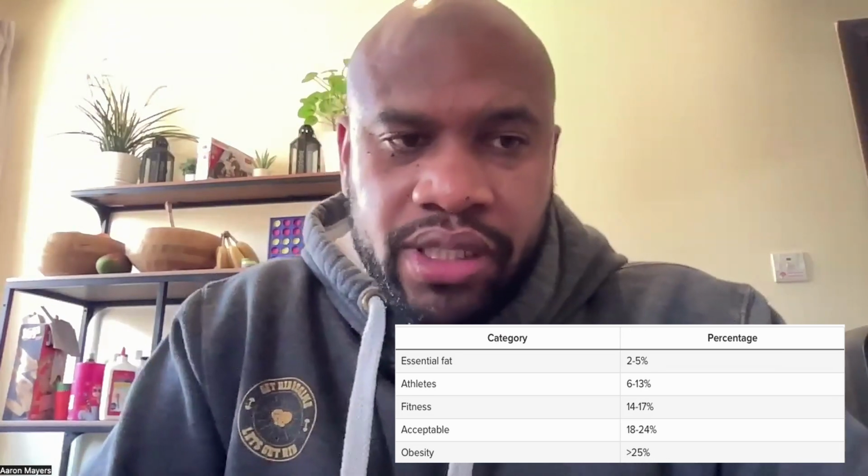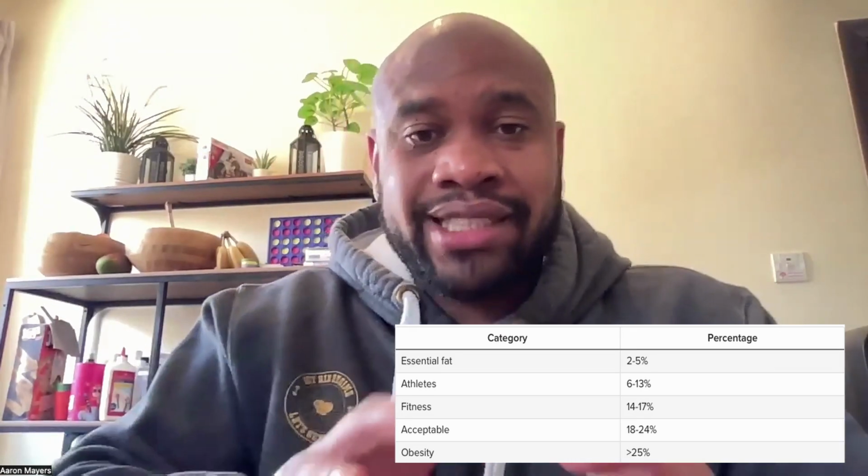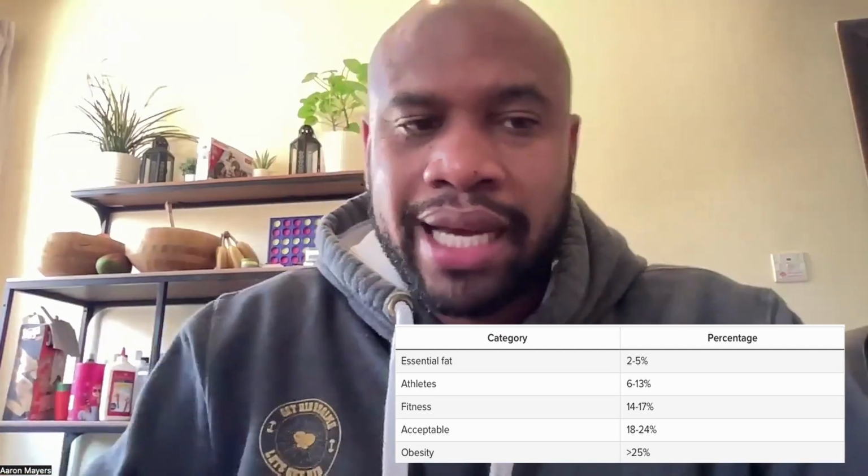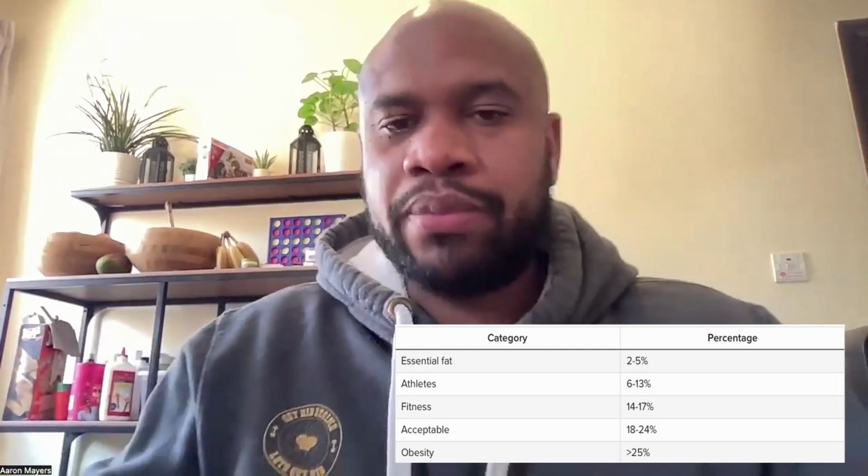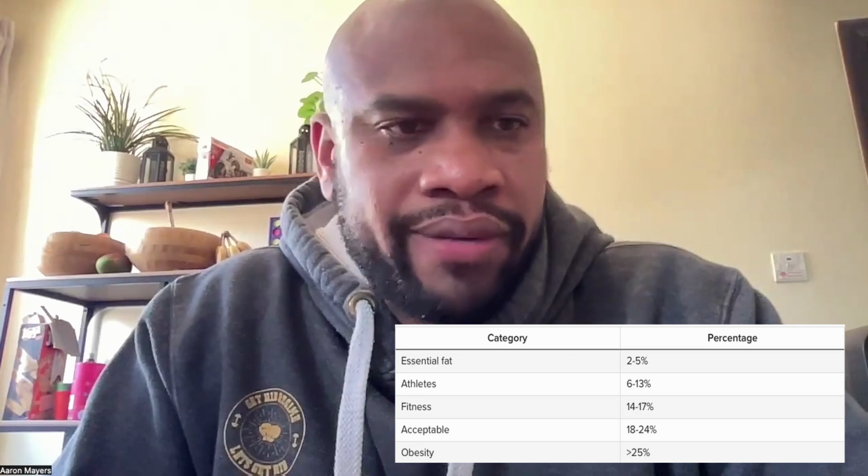On the left, you have your category of people. Okay, your people with essential fat, your athletes, your fitness category, the category that will be classed as acceptable, and the category of obese people. Okay. And on the right, you have the percentages that match those categories on the left. At the top, you have your essential fat, which is your 2 to 5% fat.